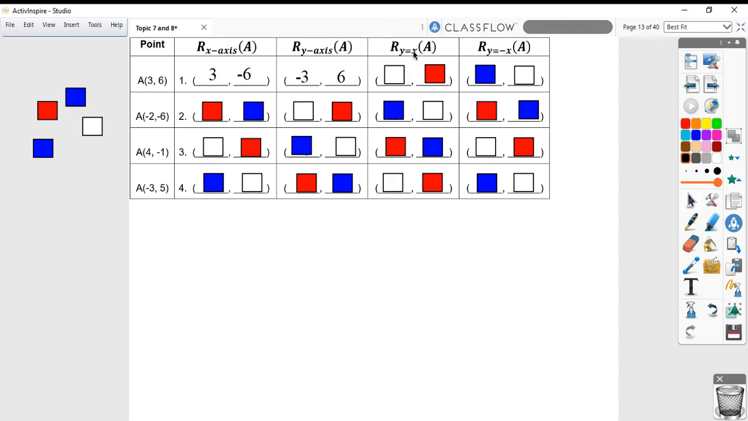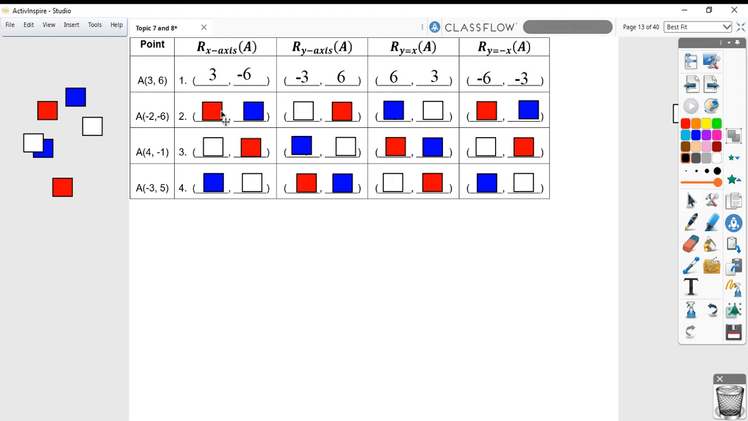When we flip over this line, y equals x, we trade places. X and y trade places. Instead of (3, 6), we have (6, 3). And our last one, y equals -x. When you reflect over that line, you trade places of both of them, and you trade the opposite positive and negative sign. So it's (-6, -3). I'm going to look at one more example, and then I'm going to trust y'all can do the rest on your own. You can fill in the blanks and check your work.